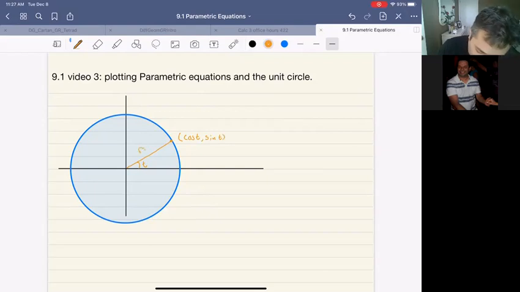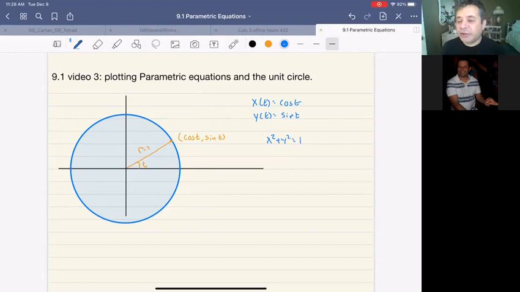This is, of course, assuming that our radius equals 1, which it is because that's the whole point of the unit circle. The unit circle is a circle of radius 1 centered at the origin. All that other stuff is just angles you find on the unit circle. So this is actually a parametric equation, and it describes x squared plus y squared equals 1.